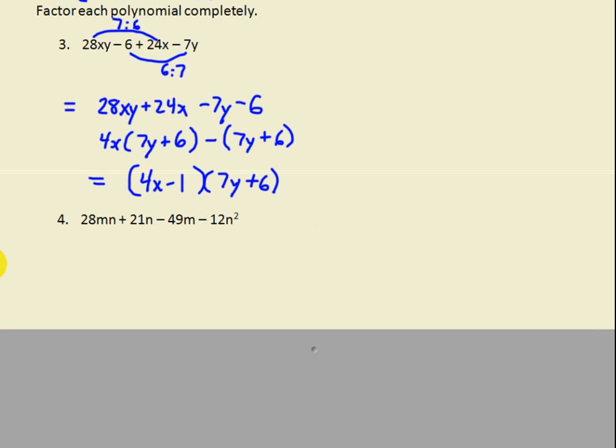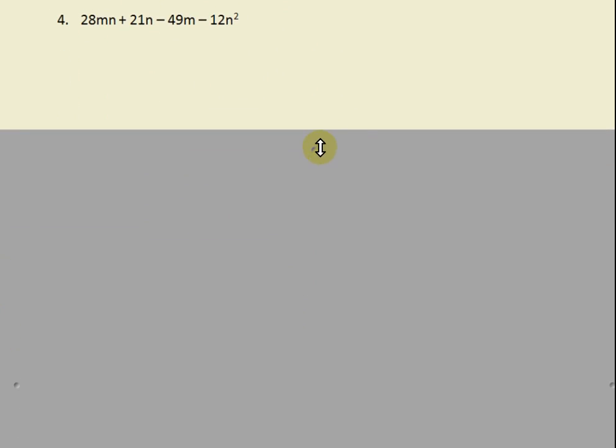All right, number 4, 28mn plus 21n minus 49m minus 12n squared. Again, looking at the ratio of coefficients, 28 to 21. Both of those can be divided by 7, and we get 4 to 3. But here, these have no common factor. So we're stuck with 49 to 12. That doesn't work very nicely. So let's try something else.